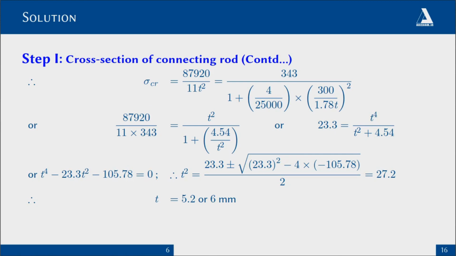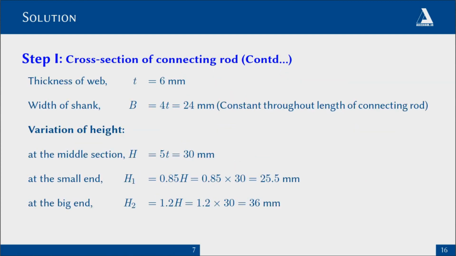Now, by substituting the values in the relation and rearranging the terms, we get an expression in terms of T. Actually, it is a quadratic equation in T squared. By solving this relation, we obtain T squared as 27.2, or T as 5.2, which is rounded to 6 mm. So the thickness of the web T is 6 millimeter. The width of the shank B is 4 times T, that is 24 millimeter. It will be constant throughout the length of the connecting rod.